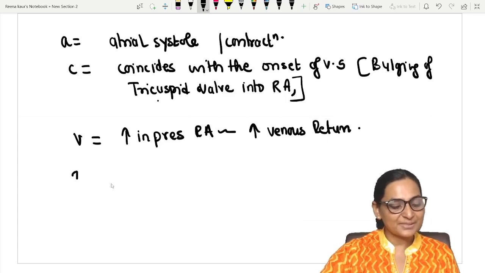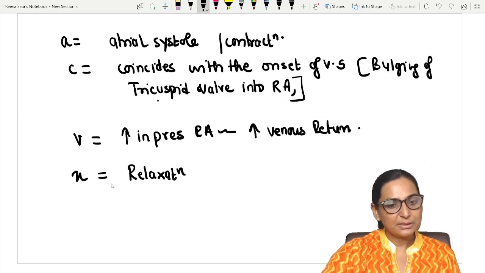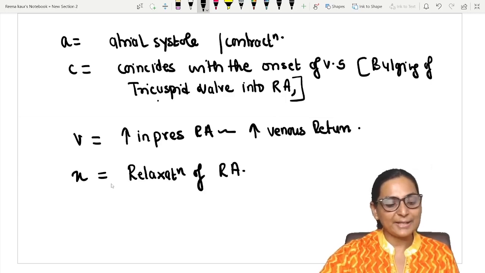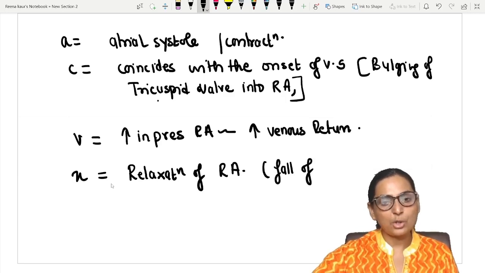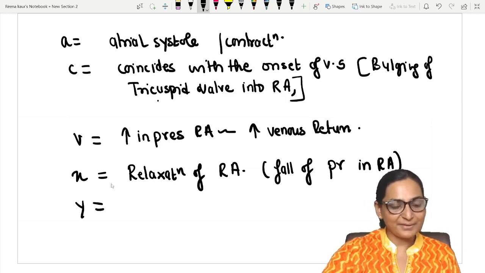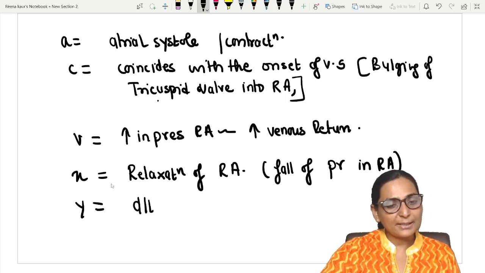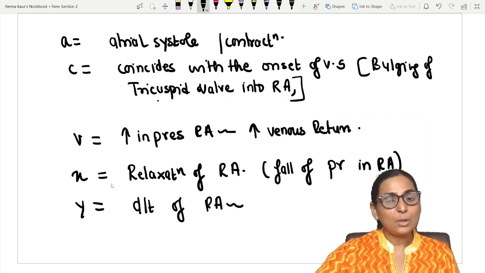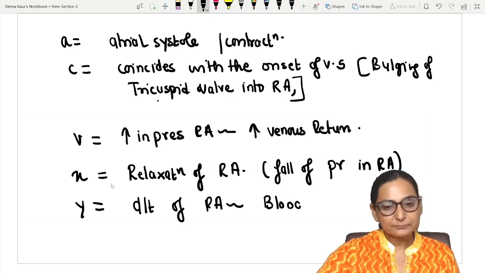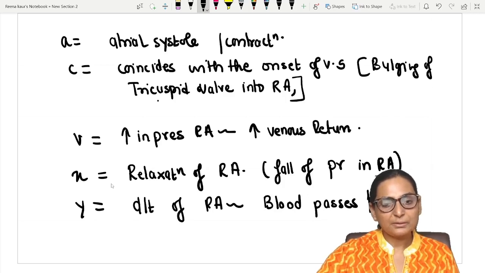Then 2 negative waves, X. X is actually indicative of the relaxation of the right atrium. Okay, during relaxation of the right atrium, there is a fall of pressure in the right atrium. And the Y wave. Why does the Y wave occur? Again, due to a fall of pressure in the right atrium when the blood passes from the right atrium to the right ventricle.